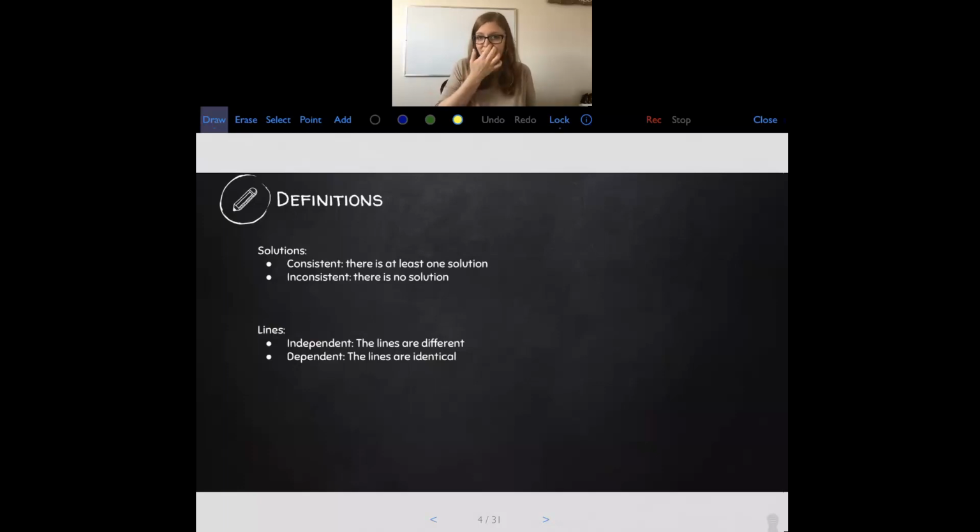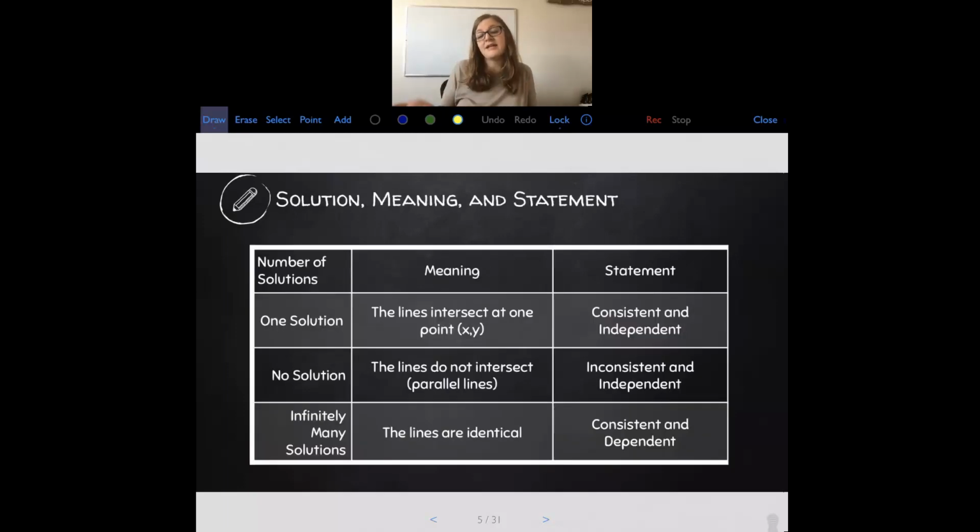Okay, so let's put this all together with how many solutions there are, the meaning of each, and the statement that would describe it. If there's one solution, that means that the lines intersect at one point. Our statement is it's a consistent system because there's one solution, and since the lines are different, we describe that as independent. If there's no solution, it means the lines do not intersect, so the lines are parallel. It's described as inconsistent because there's no solution, but it's still independent because the lines are different.